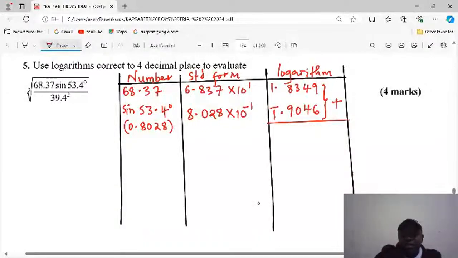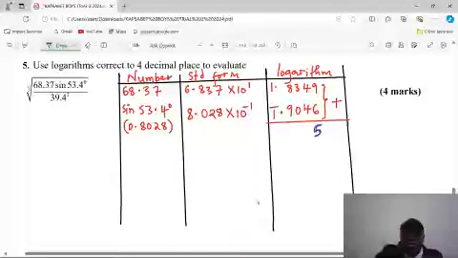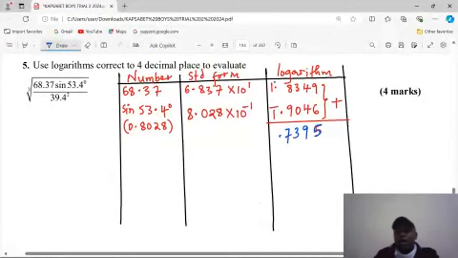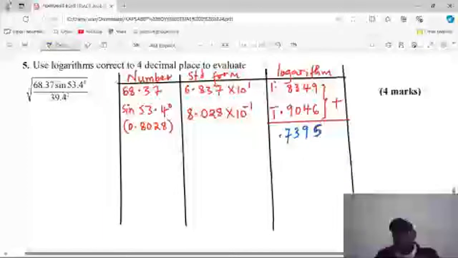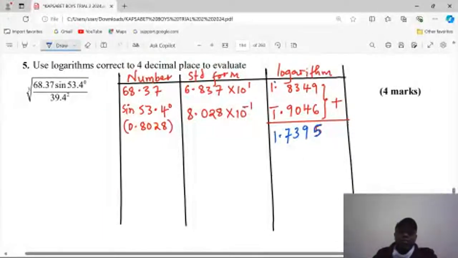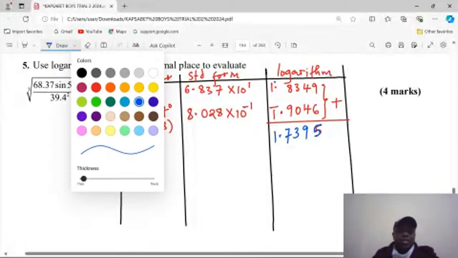So this shall be 5 when we are adding now. Let me actually use a different color at that point. I'll get 1. This shall be 9, 3, 17. I carry 1. I'll be having 1 plus 1, then plus bar 1, making it 1. So that is the logarithm on the answer part.